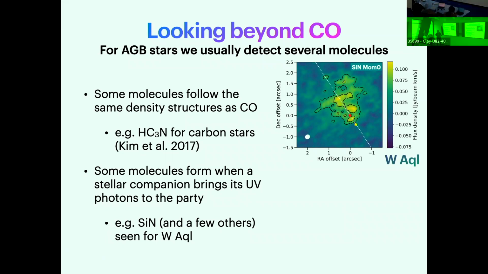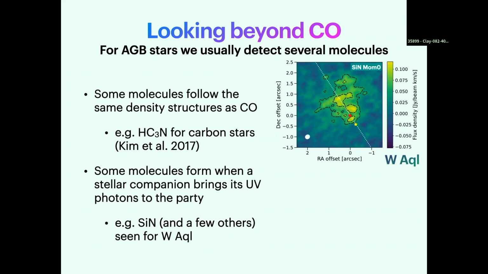So generally speaking, for AGB stars, with a few exceptions, most molecules are more or less blobs centered on the star. Even in some of those more dramatic examples I showed earlier, when we get to other molecules that are less extended than CO, they're still usually centered on the star. And this, although it overlaps with the star, is not centered on the star.